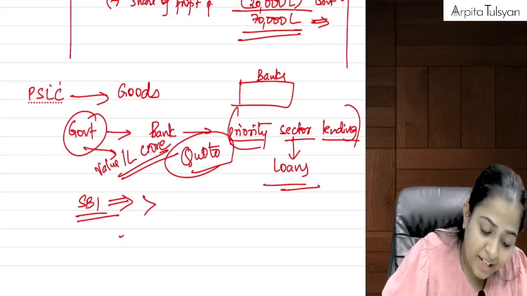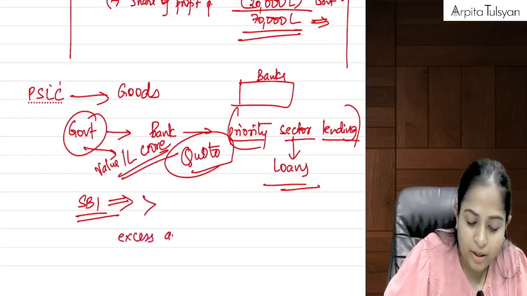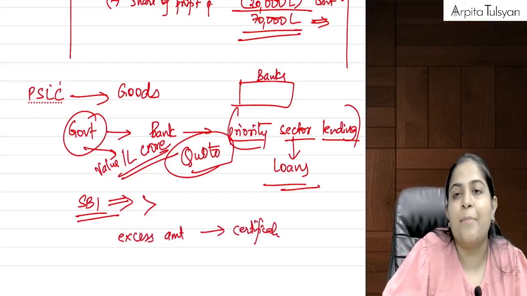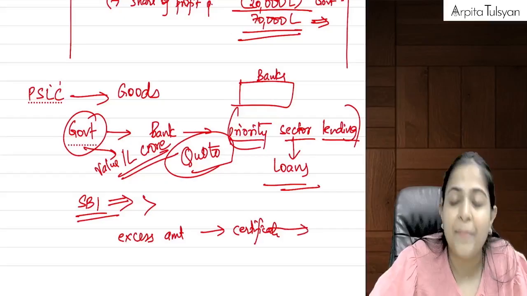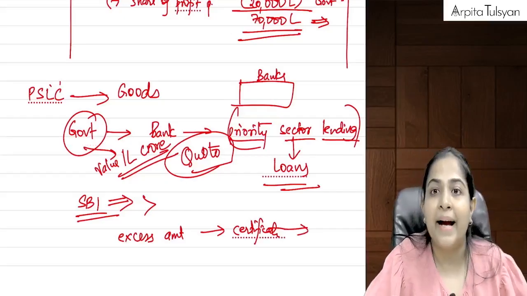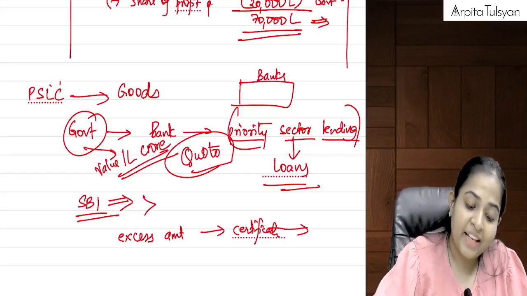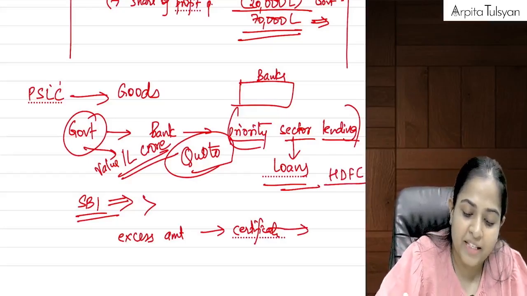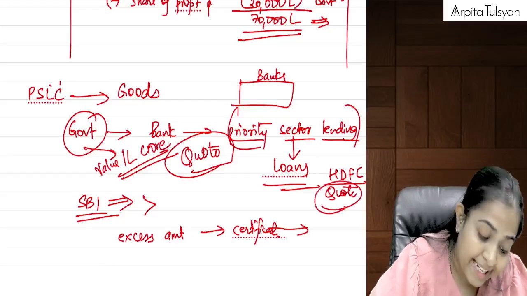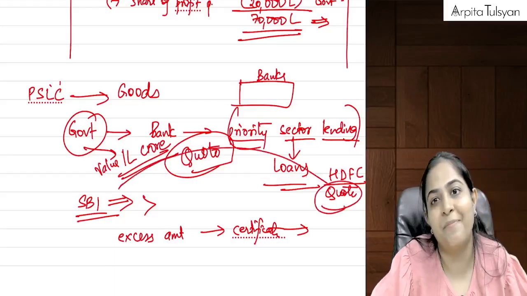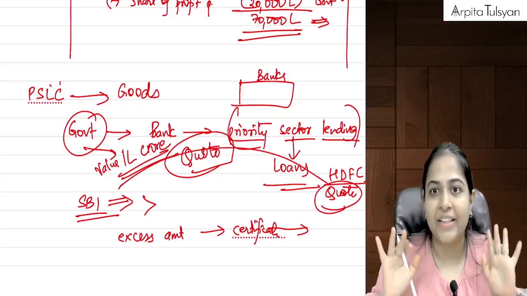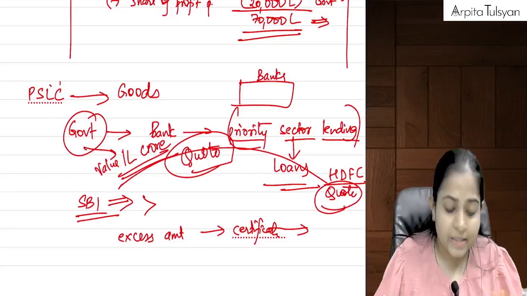Then whatever is the excess amount, in form of certificates, that can be traded by SBI. Means what? If there is another bank, let's say HDFC, who could not meet that quota, it can buy that certificate from SBI and it can stay within the compliance. Are you understanding this? Yes.